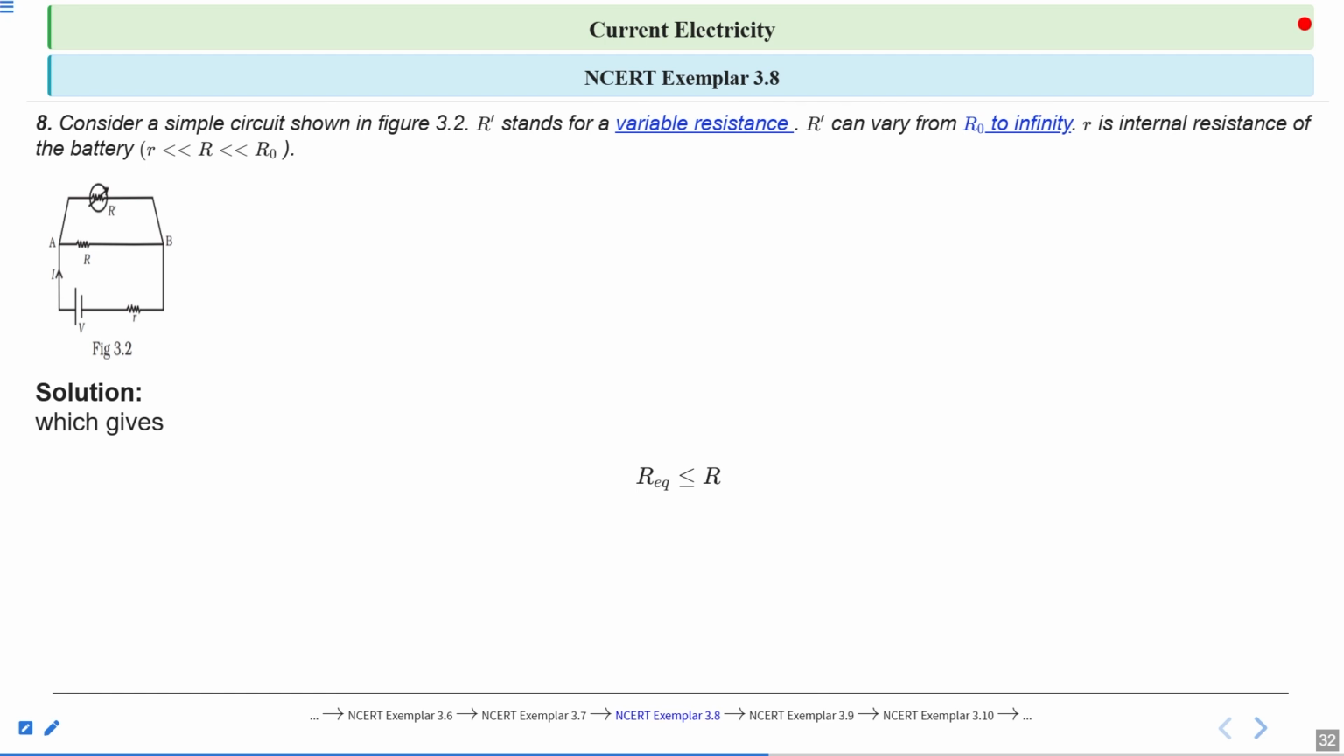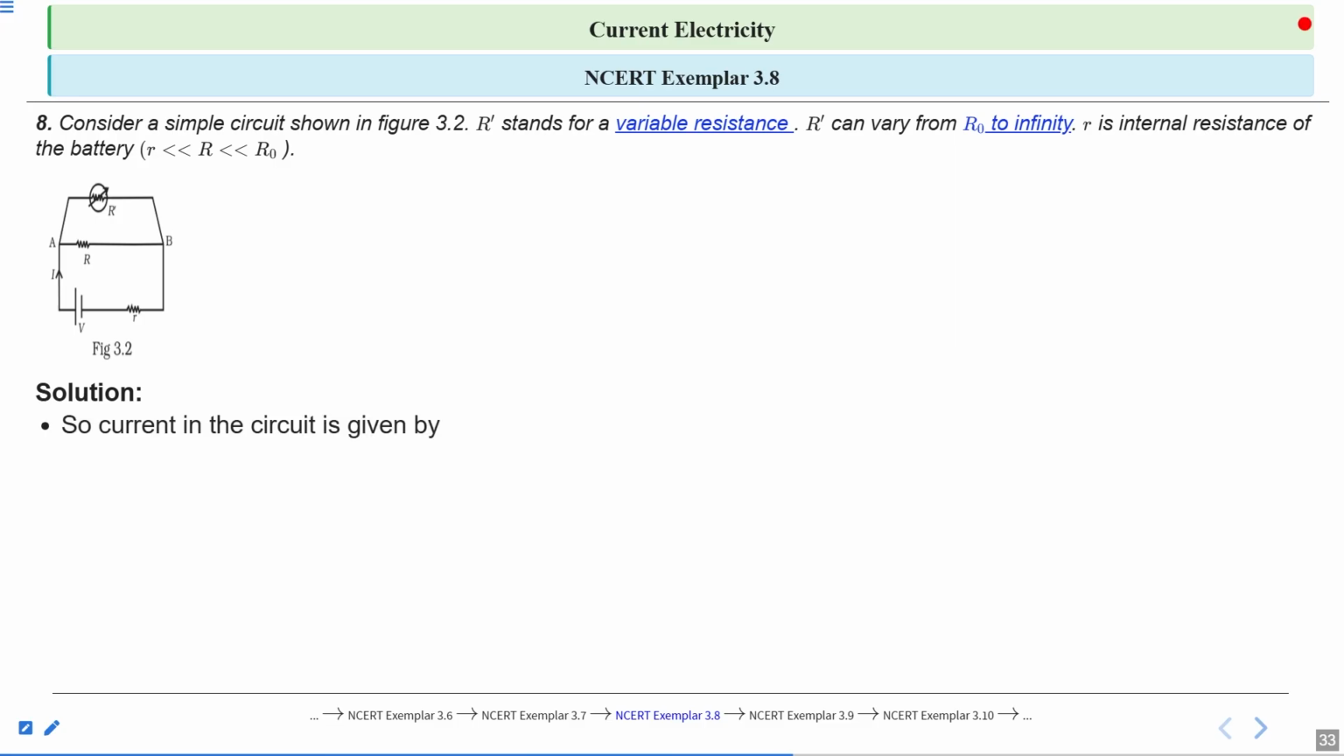It will always be less than R. When will it be equal to R? When R dash becomes infinite. So for a very large value of R dash, R equivalent will be nearly equal to R. When R dash becomes infinite, R equivalent will be equal to R.